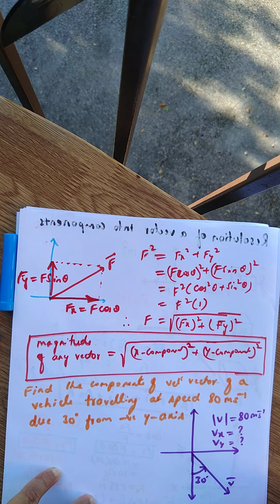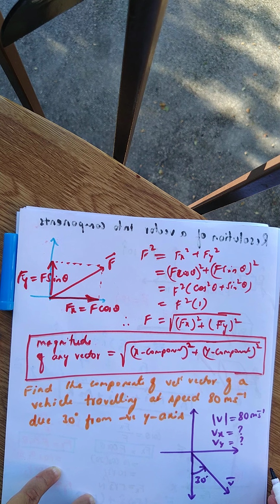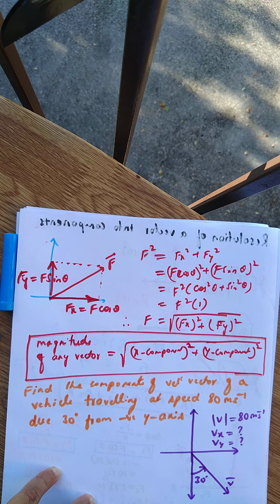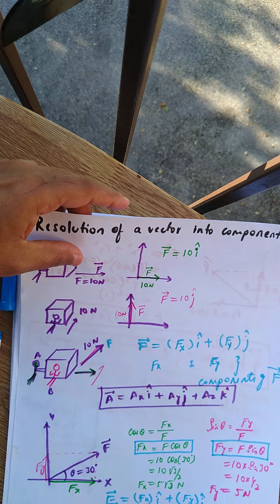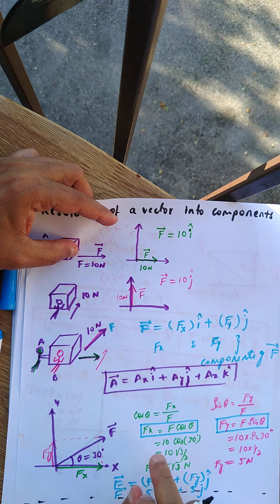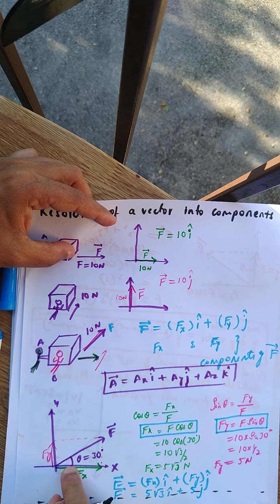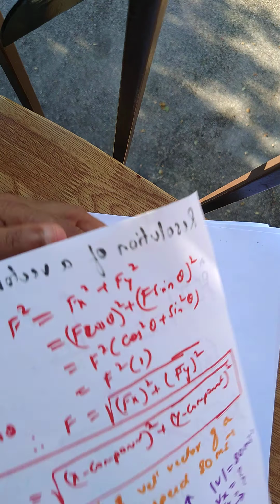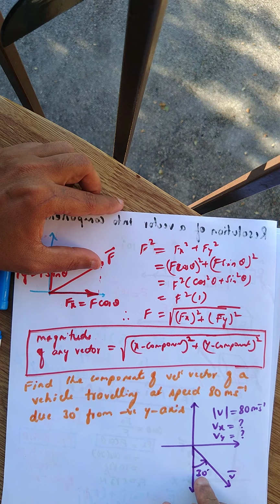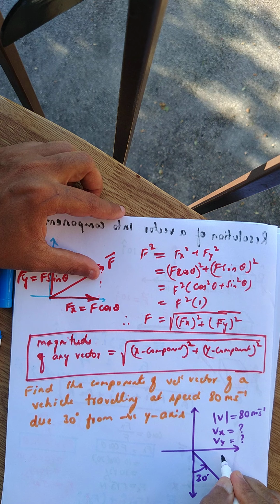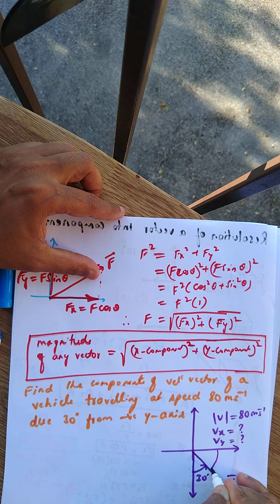For that we need the angle. Can we take the angle as 30 degree? No, we cannot, because to apply Fx equal to F cos theta, Fy equal to F sin theta, we have to make sure that the angle made by the vector is with the x-axis, but here 30 degree is not with the x-axis. So what is the angle made by the velocity vector with the x-axis? This is negative 60 degree.